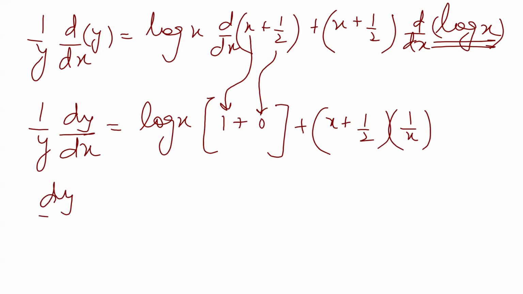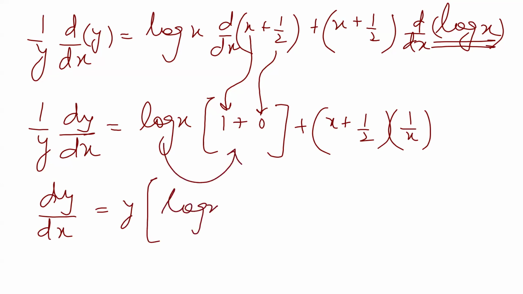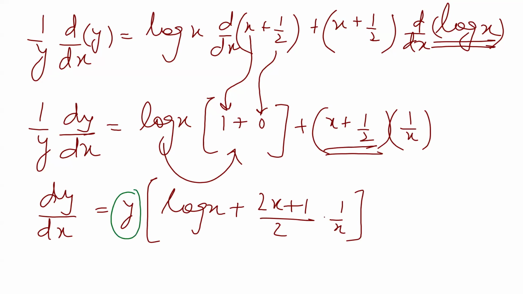Send y on the other side. So box bracket log x into 1, that is log x, plus the LCM over here, 2x plus 1 upon 2 into 1 upon x. Last step I'm not writing, I'm just explaining. Replace the value of y with whatever is given in the problem, and this 2 into x can be written as 2x. That step you are supposed to write towards the end.